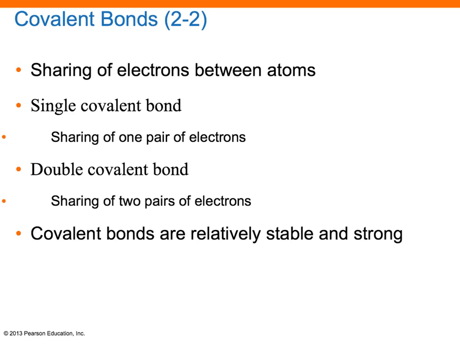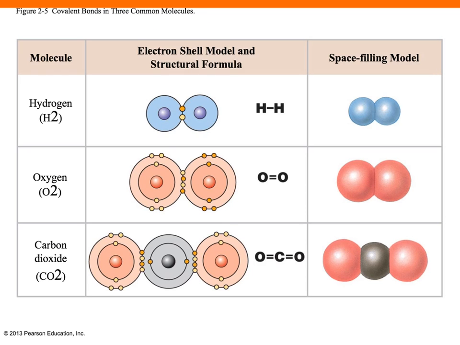Covalent bonds are the sharing of electrons between atoms. A single covalent bond is the sharing of one pair of electrons. A double covalent bond is the sharing of two pairs of electrons. Covalent bonds are relatively stable and strong. Here are some examples of covalent bonding: dihydrogen, dioxygen, and carbon dioxide.